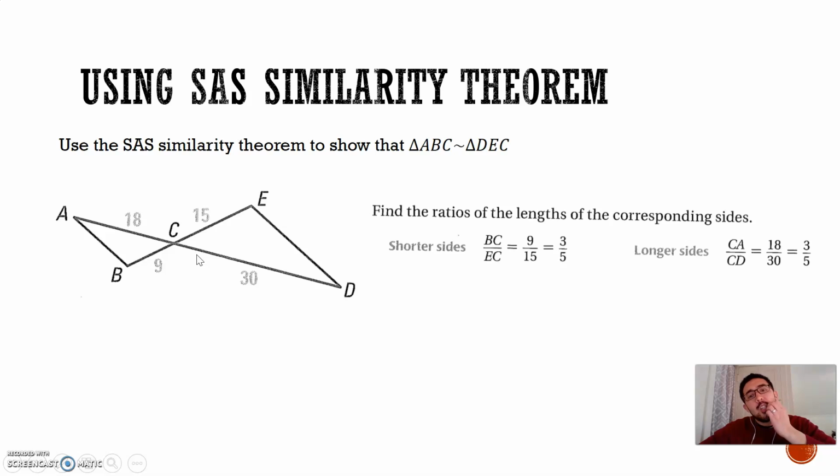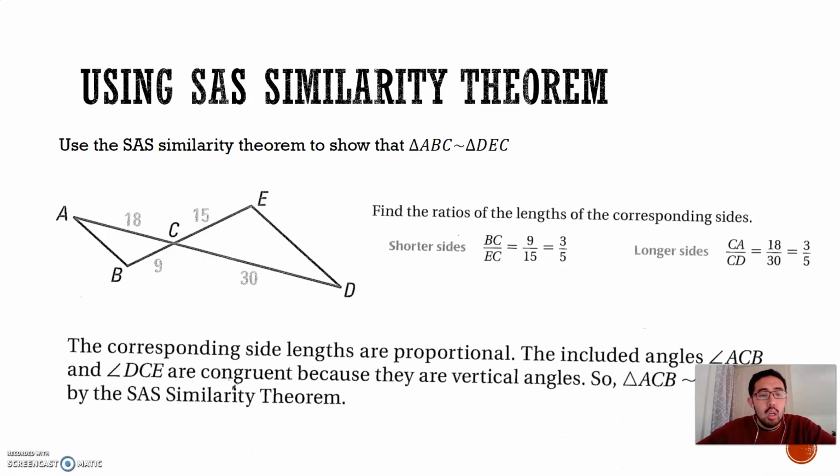So in other words, right? ACB and DCE are both congruent. Okay, ACB and DCE are congruent. So these two angles are congruent. So then I compare the ratios of the sides.